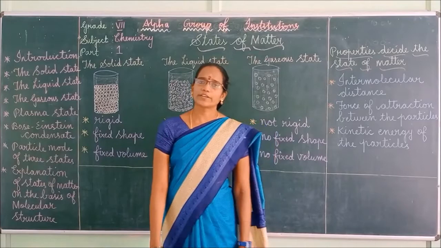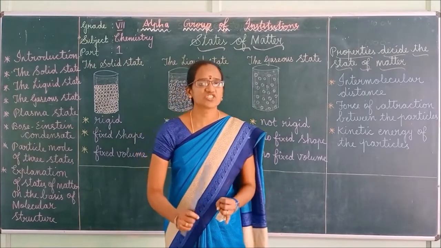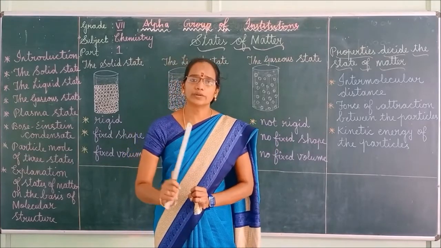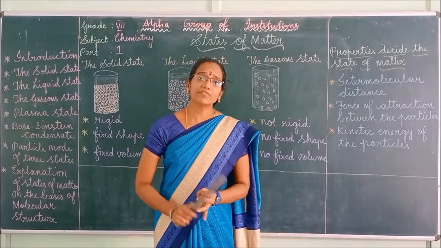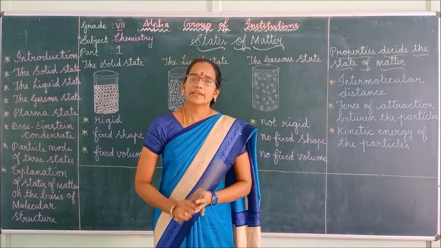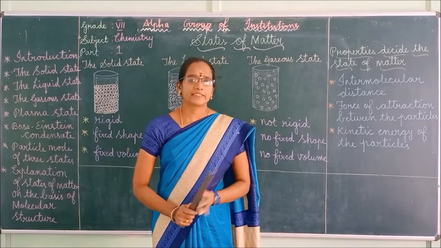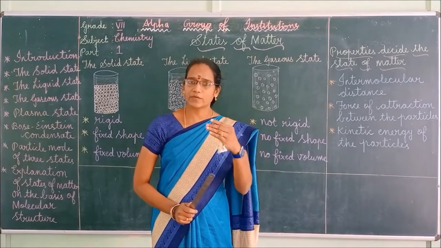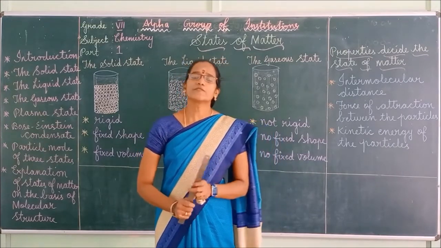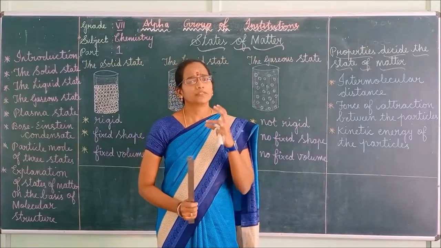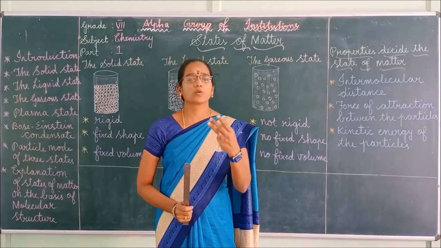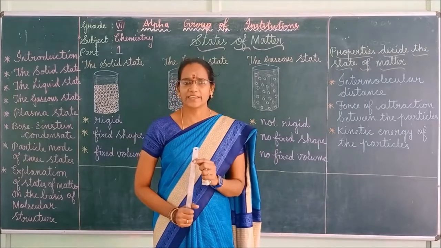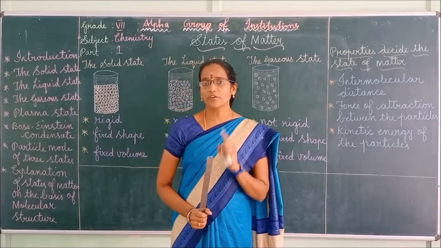So what are the properties of liquids? Liquids take up the shape of the container. It can change the shape. Hence, liquids have no definite shape. Liquids have definite volume. Liquids have low density. Solids have high density, but liquids have low density. Liquids flow from higher level to lower level. They are fluids, hence they flow like what? Water. Next, liquids can be compressed very slightly. These are the characteristic features of liquids.